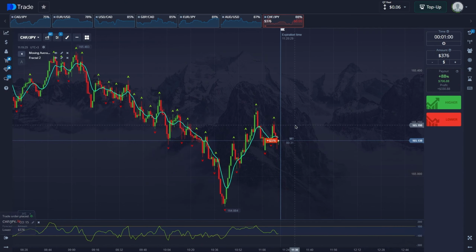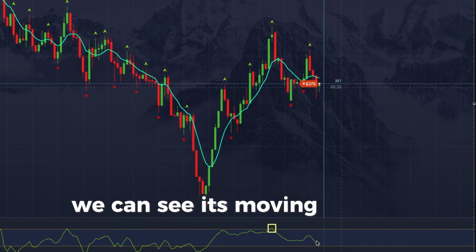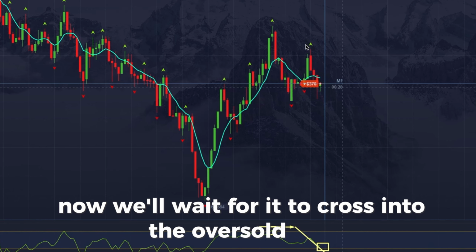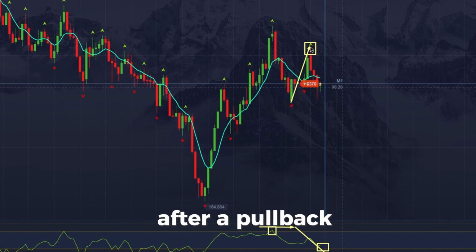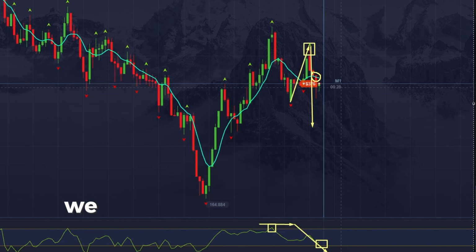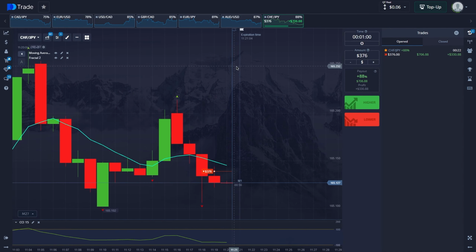Here we're opening a trade to go down following the trend. We'll focus on the oscillator. We can see its moving average has crossed the overbought zone. Now we'll wait for it to cross into the oversold area. After a pullback, the local high was updated by the fractal, so we're entering a short trade. We also see the moving average crossing, confirming the downtrend. Let's watch how this trade turns out.